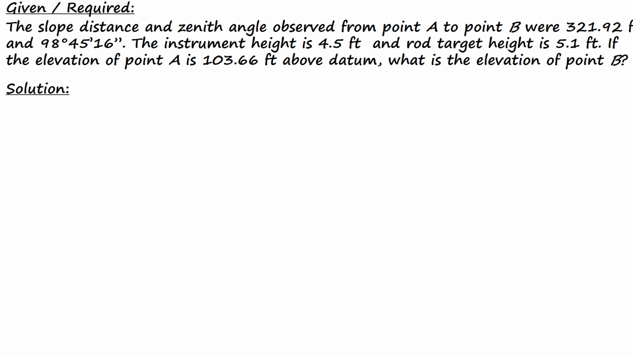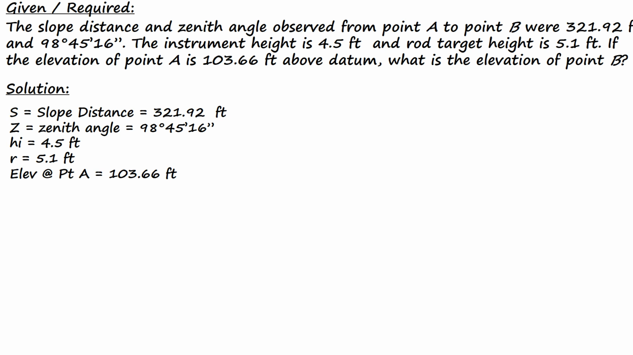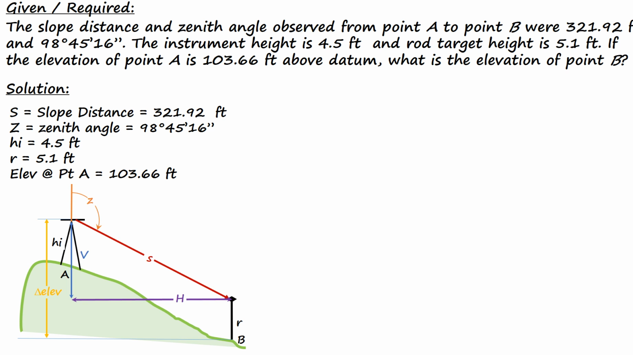Now, the next example is where we've got a slope distance and a zenith angle from point A to B. The slope distance is 321.92 feet, and the zenith angle is 98 degrees, 45 minutes, and 16 seconds. The instrument height is 4.5 feet, and the rod height is 5.1. And we know the elevation at A is 103.66.